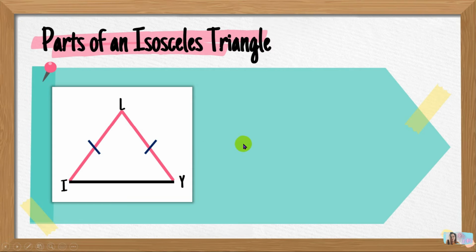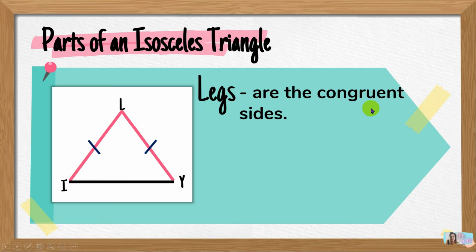So, the first part na papangalanan natin sa ating isosceles triangle are the legs. So, legs are sides that are congruent. So, dito sa isosceles triangle, kapag nahanap natin yung two congruent sides, ang tawag natin dun ay legs. So, here, based on the markings, we have side IL and side YL. Sila yung congruent. So, sila po yung legs ng isosceles triangle ILY.